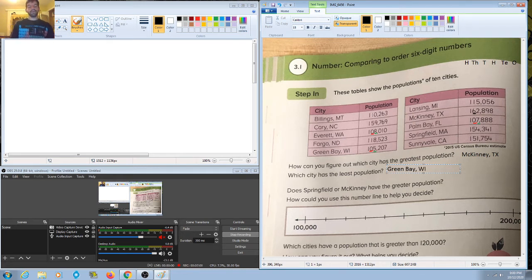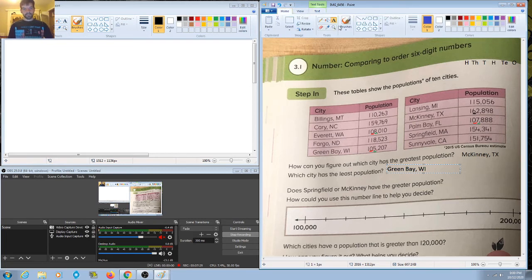Okay, now it says, does Springfield or McKinney have a greater population? How could you use this number line to help you decide? Awesome question. So what we're going to do here is, especially when you're given a large group of numbers that you need to decipher information between, and you're asked a specific question, it's always good to zone in and pick out those in question, because it will make it seem a little bit less overwhelming.